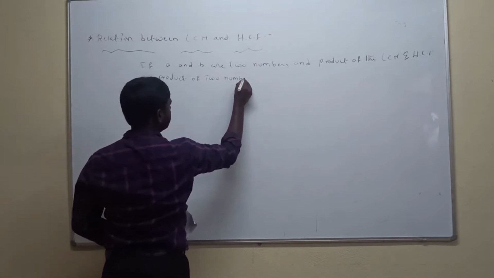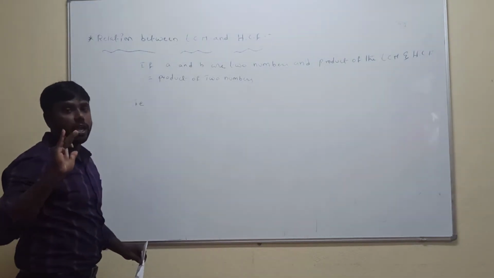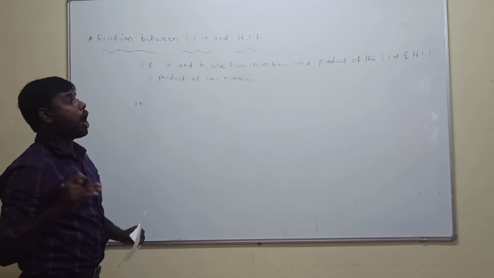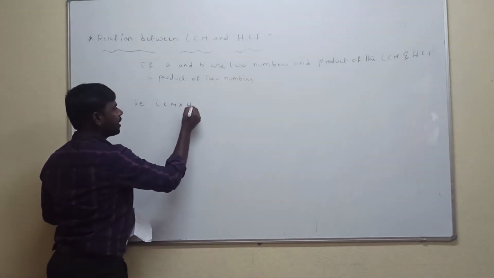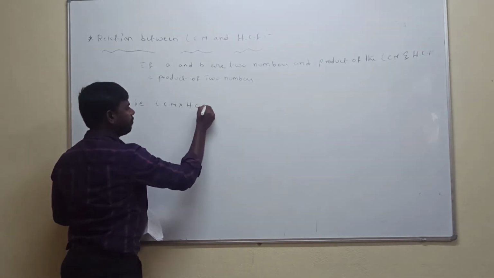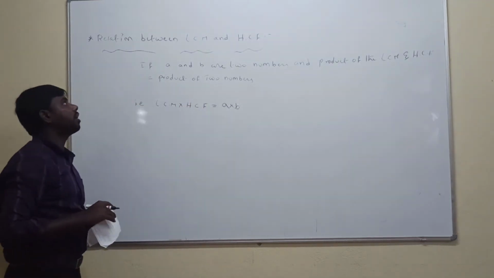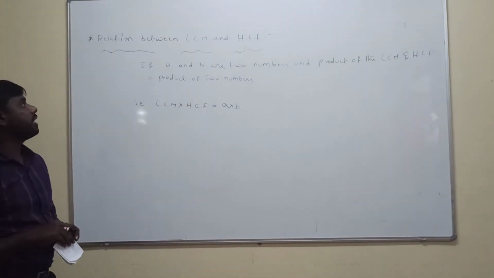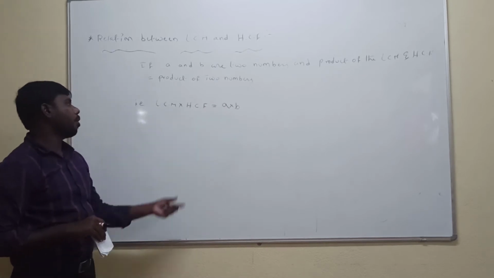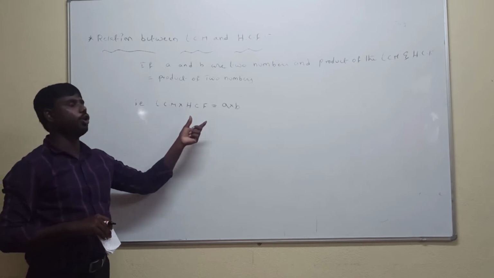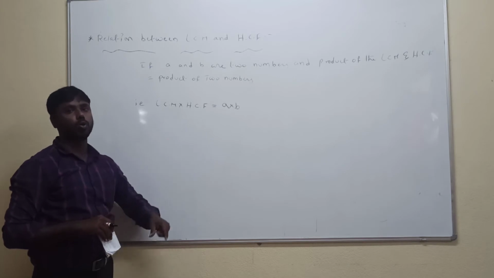That is the relation. If A and B are two numbers, the product of the LCM and HCF is equal to the product of the two numbers. There is a condition for the relation between LCM and HCF. So according to this definition, how to solve the problem?